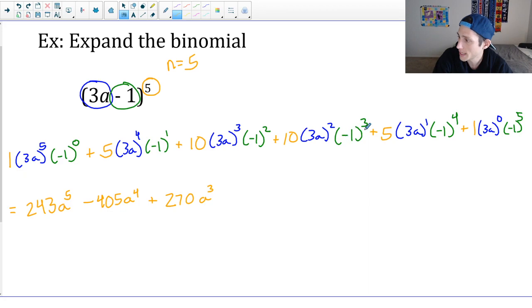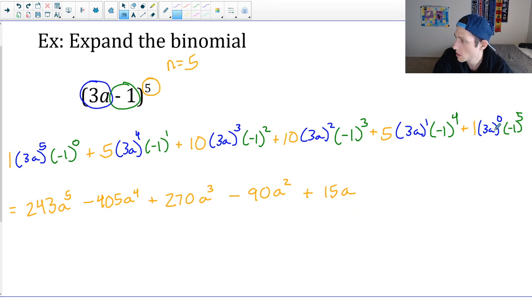Again, I now have a -1 to an odd power, so I know this term is going to be negative. 3 squared is 9, 9 times 10 is 90, so minus 90a squared. -1 to the 4th, an even power, will be positive, so this will be a positive term. 3 to the 1st is 3. 3 times 5 is 15, so plus 15a.